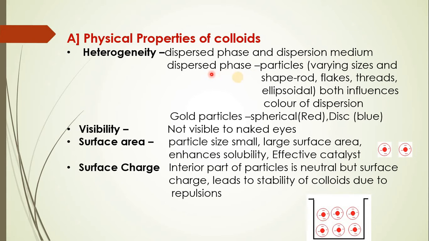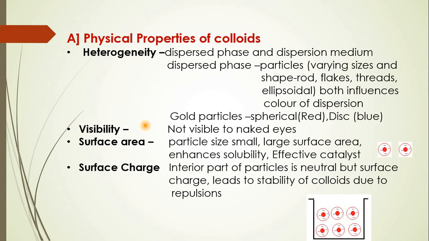Now these particles, which are the dispersed phase particles, are of various sizes and shapes, and these various sizes and shapes are responsible for imparting color to the solution. The best example is gold particles, which are spherical in nature. They give red coloration to the solution, whereas if the particles are disc-like, then the color of the solution we get is blue. So that defines the heterogeneity. So what exactly you need to understand here is, why are we calling it heterogeneous? Because the particles which are present are of different shapes and sizes, right? Then visibility.